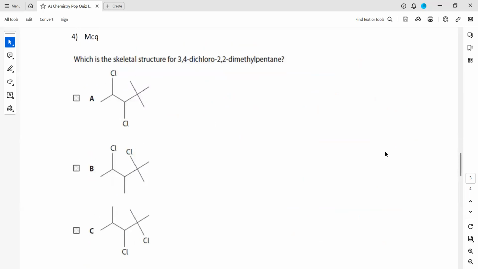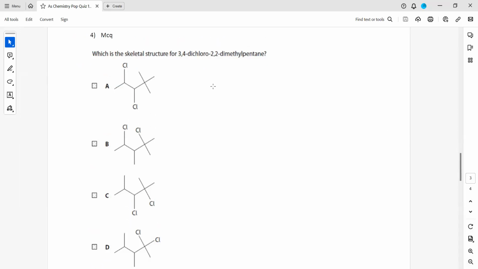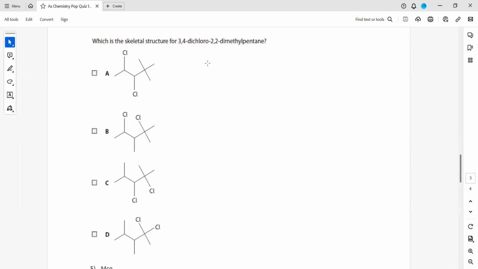In question six, which is the skeletal structure of 3,4-dichloro-2,2-dimethylpentane? So we'll name each of them and identify which one is the right answer. When we check option A, first, how to name: first we select the longest chain of carbon. In a skeletal formula, each end of a line represents a carbon. So one carbon here, 2, 3, 4, 5, 6, and 7 carbon atoms are there.